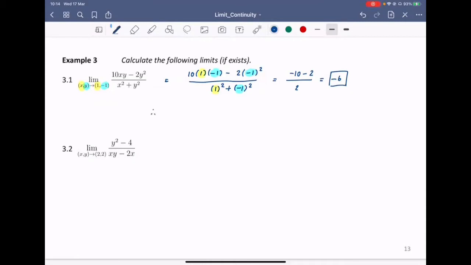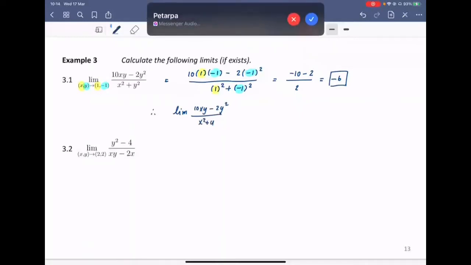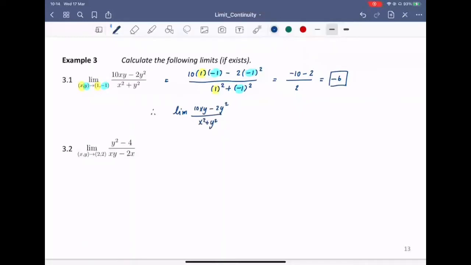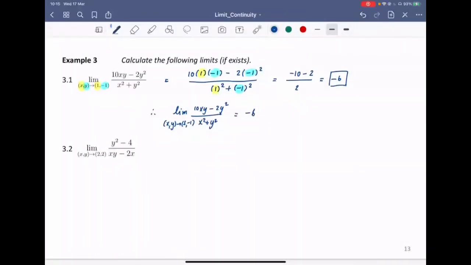So the conclusion is yes, the limit of (10xy minus 2y squared) over (x squared plus y squared), as x, y goes to 1, -1, is going to be -6. Okay, that is question 3.1.